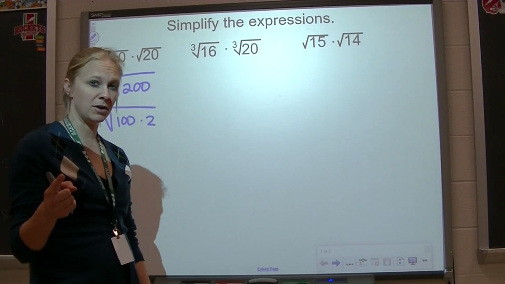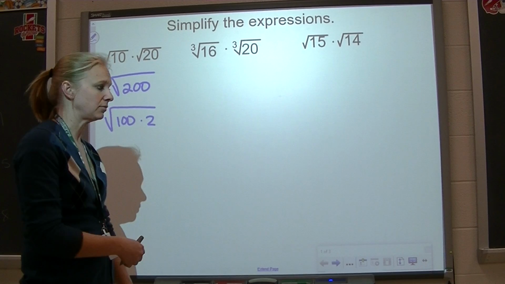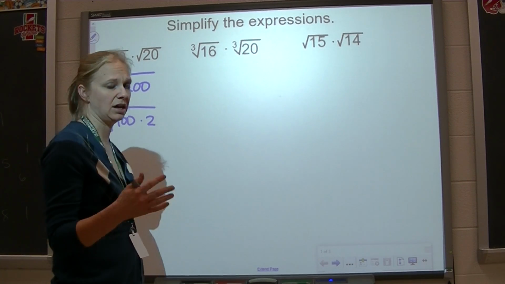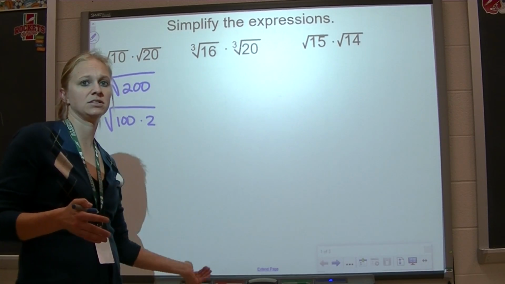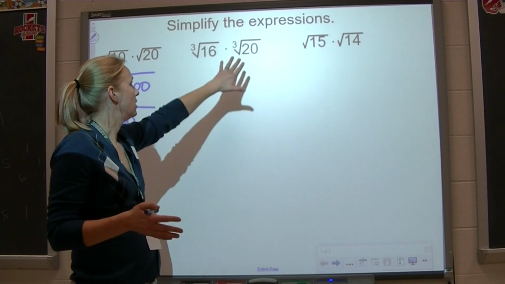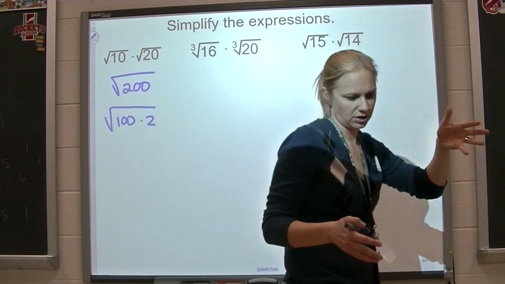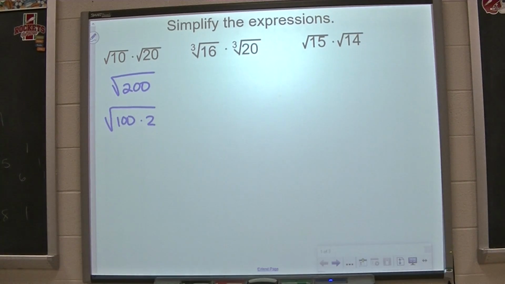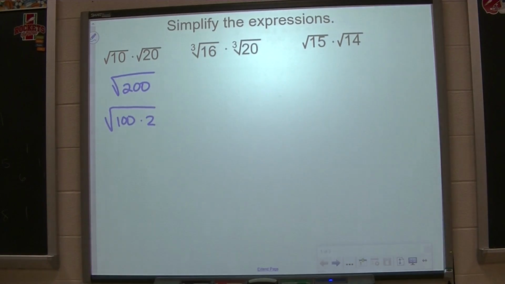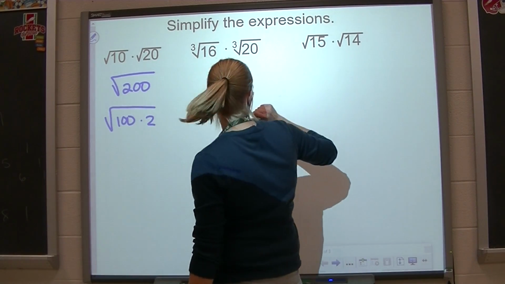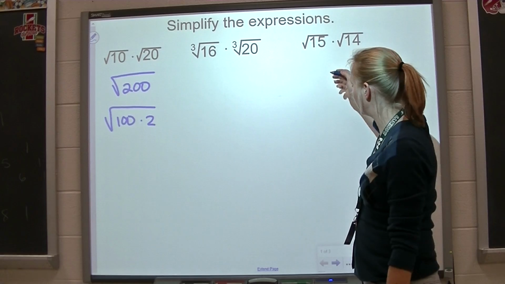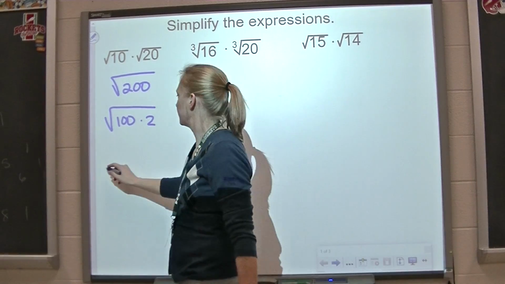It's one thing that might be beneficial to you if you struggle with your multiplication facts. It might help if you go ahead and write all of your possible perfect squares down, all of your perfect cubes. If you write those down, that's all going to benefit you with this lesson. So, for instance, all my perfect squares, so I'll go ahead and copy those here.